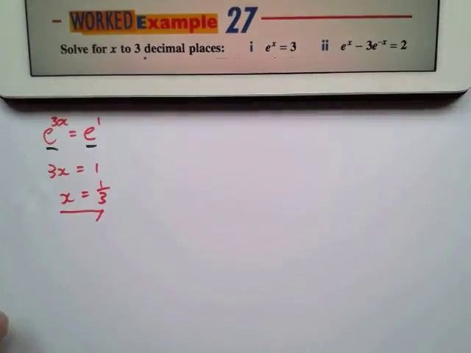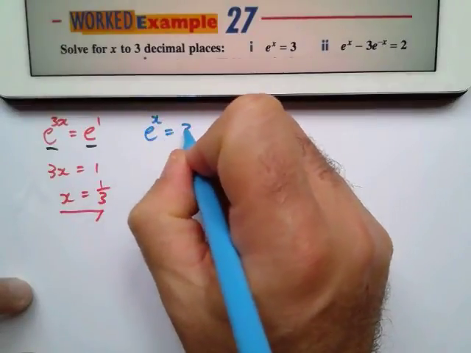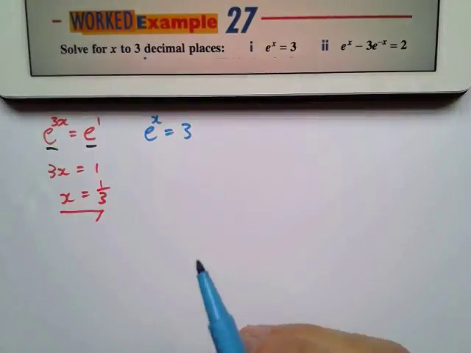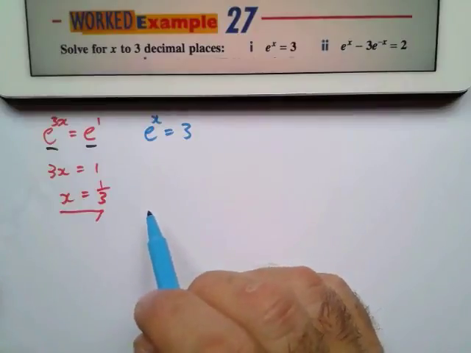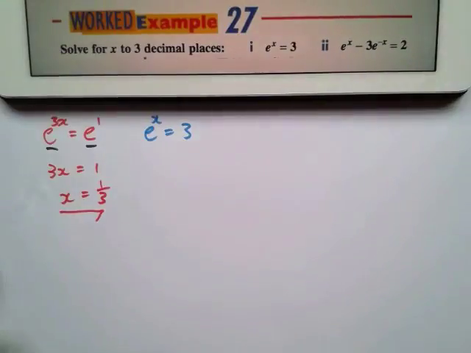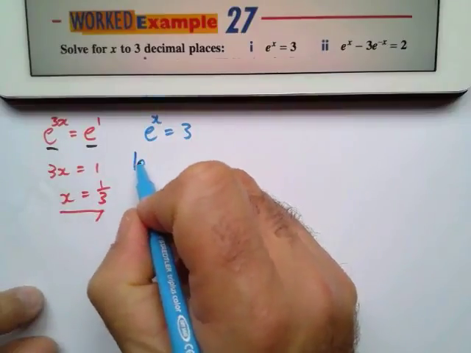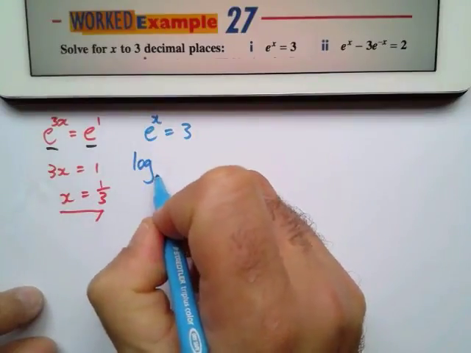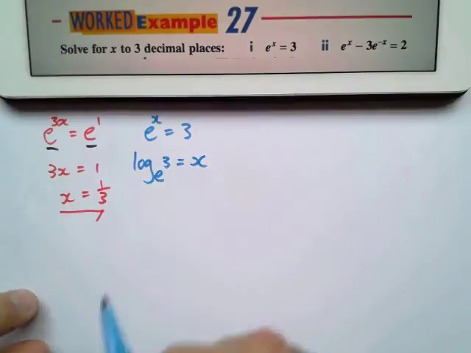If I look at these questions, e to the power x equals 3, to 3 decimal places. The only thing I can do now is write this in exponential form, or you can take log on both sides. So I'm going to write this in exponential form. I'm going to say the log, my base is e, of 3 equals my exponent x.